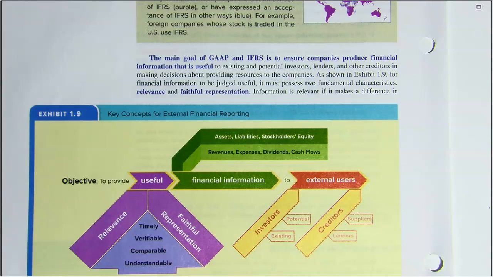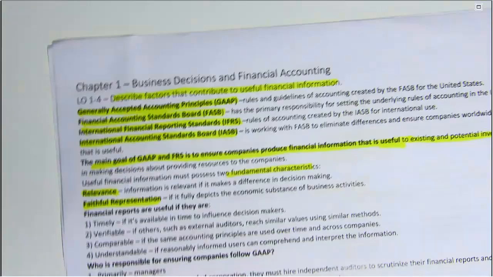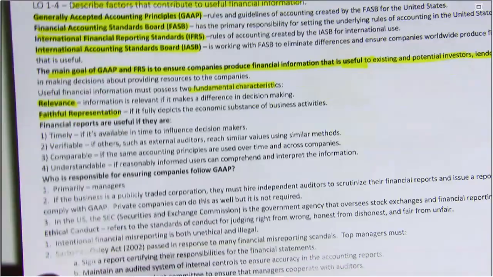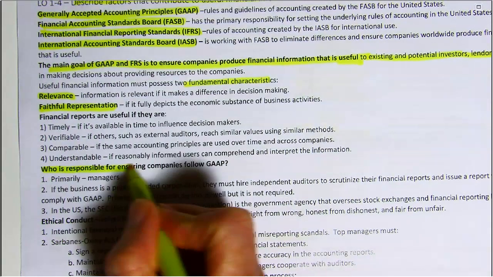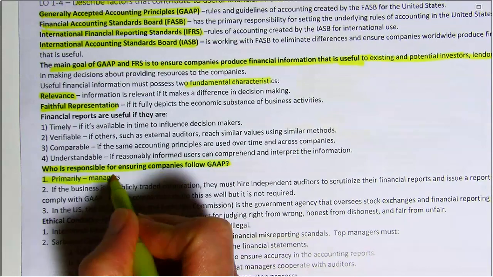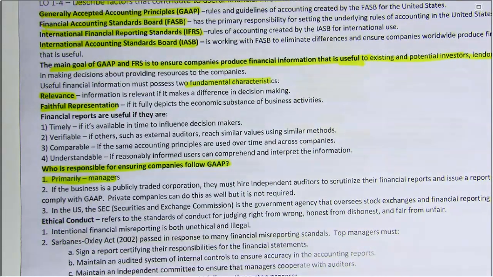Okay, so who's responsible for ensuring that companies follow generally accepted accounting principles? Well, believe it or not, it's primarily the managers, not necessarily the accountants first. It's the CEO, it's the board of directors, and yes, the CFO as well, but primarily the managers.